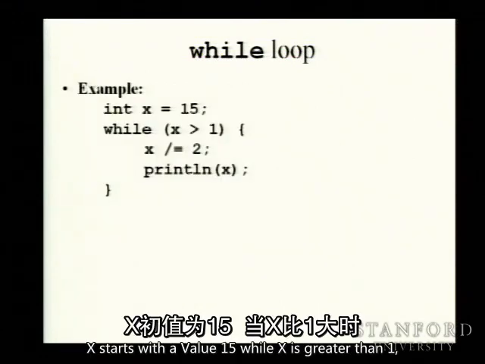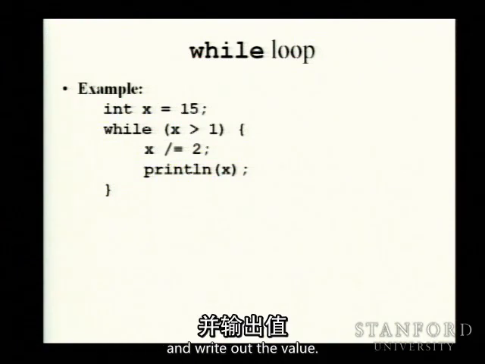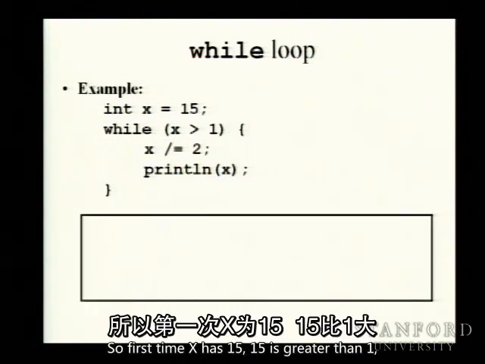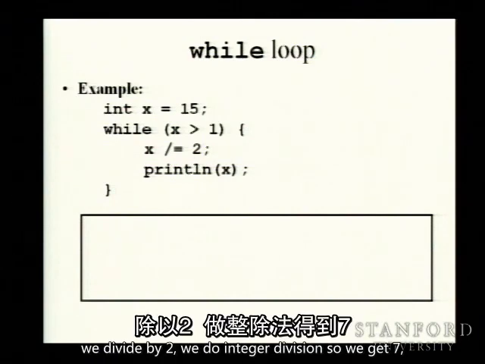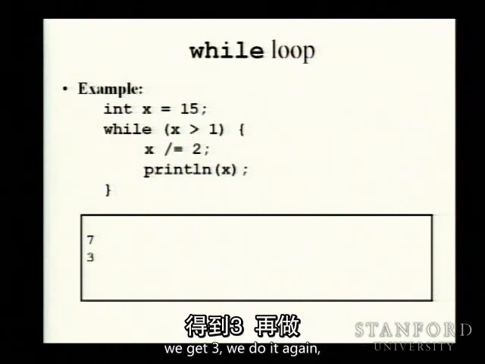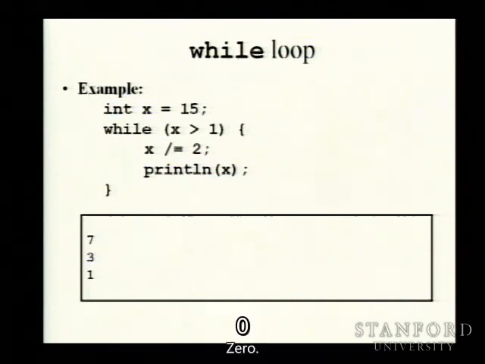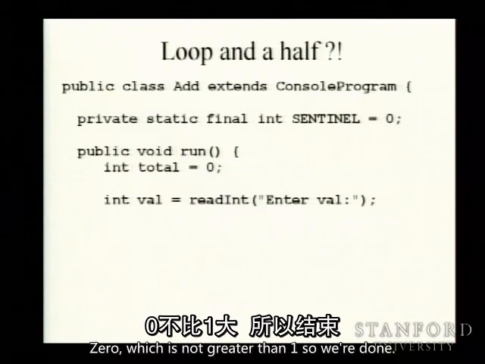x starts with the value 15, while x is greater than 1. Every time through, we're going to divide x by 2 and write out the value. So first time, x has 15. 15 is greater than 1. We divide by 2. We do integer division, so we get 7. We write that out and go back up there. 7 is greater than 1. We get 3. We do it again. We get 1. When we do 1 divide-equals 2, what do we get? 0, which is not greater than 1, so we're done.